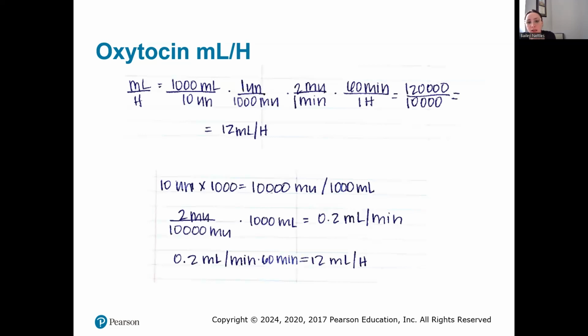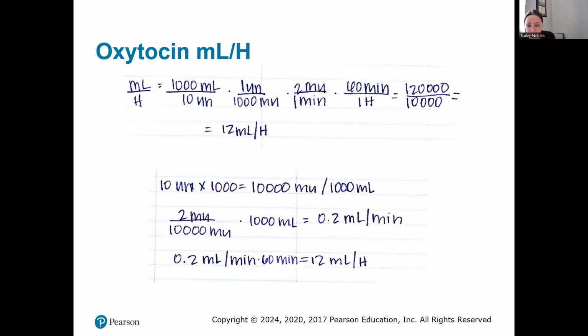Okay, so the dimensional analysis on top, if I want milliliters per hour, that's what I'm looking for. So I have 1,000 milliliters over my 10 units. That's what it said, right? Add 10 units to my 1 liter bag. I have to convert this to microunits, so I throw in my conversion. And I know I have 2 microunits per minute, so I'm going to add that in. And then I need to convert this 1 minute to 60 minutes, so that's why I have this next conversion. You multiply across, divide, 12 mils an hour.